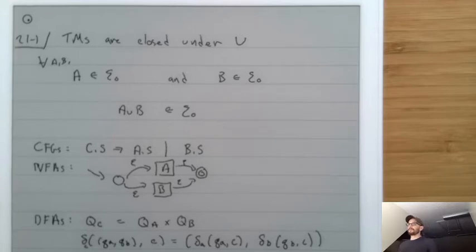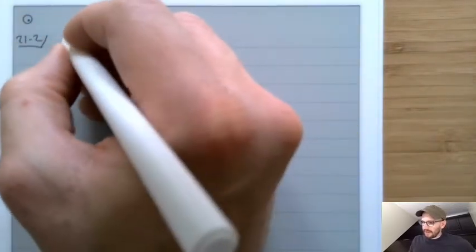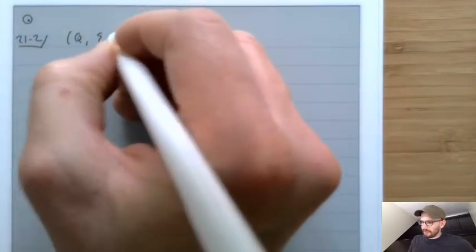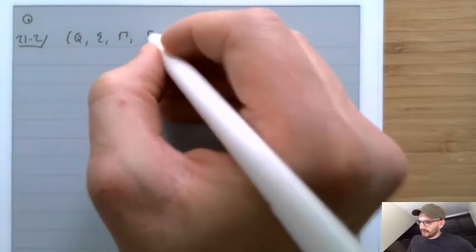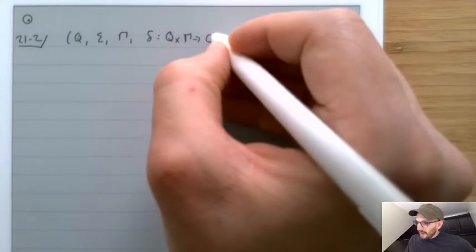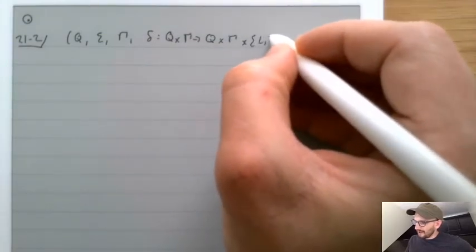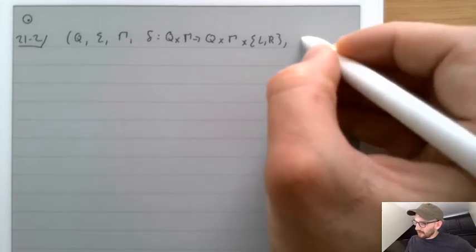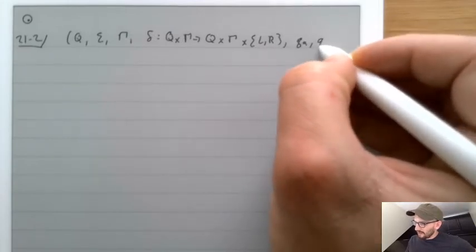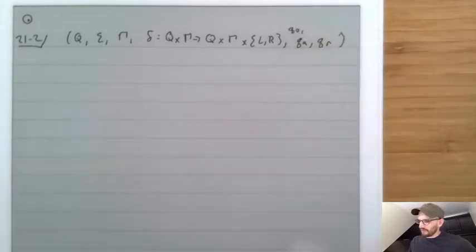Now recall that Turing machines are described by Q, Sigma, Gamma, delta, which goes from Q cross Gamma to Q cross Gamma cross {L, R}, and then we also have q_A and q_R, and there's also q_0. Okay, so we have all of those things. That's what a Turing machine is.